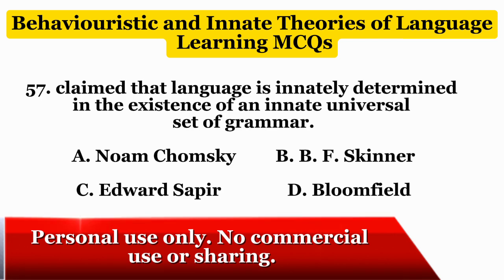Who claims that language is innately determined, with the existence of an innate universal set of grammar? Noam Chomsky, B.F. Skinner, Edward Sapir, Bloomfield. Right option is A. Noam Chomsky claimed that language is innately determined in the existence of an innate universal set of grammar. However, it is a controversial issue. Many linguists do not believe in the innateness of language.